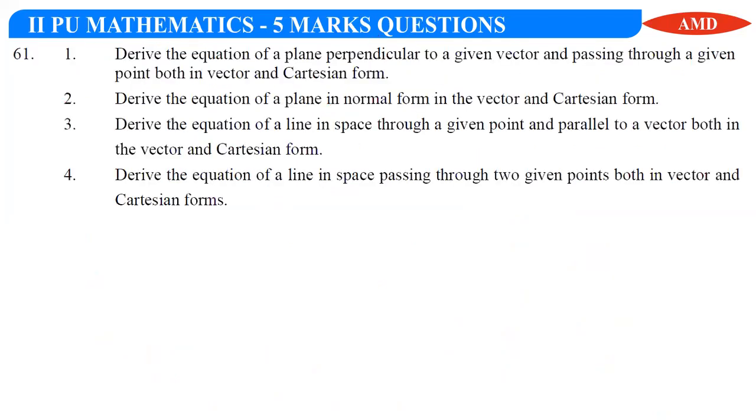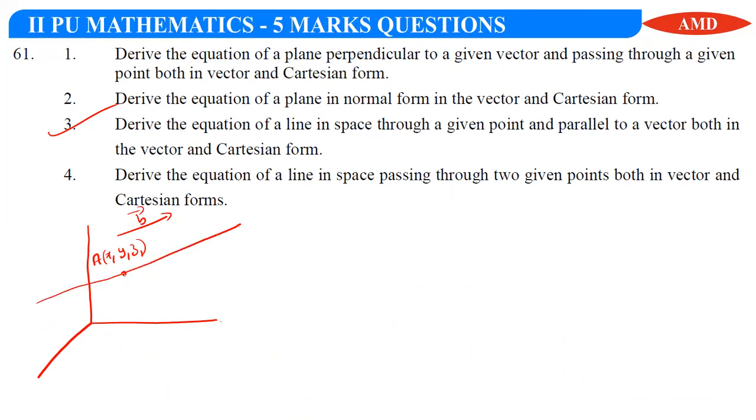Let's move on to the next question, the 61st question. This is from 3D, where you have 4 derivations. If you study them correctly, definitely one is going to come. Let me try one of these questions, the third one. The question is to derive the equation of a line which passes through a given point A of x1, y1, z1 and which is parallel to a vector b. So the required equation is of the line which passes through the point A and is parallel to the vector b.